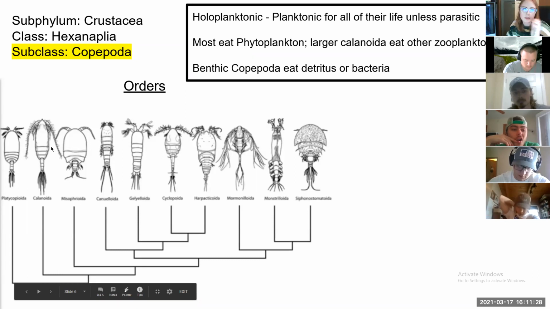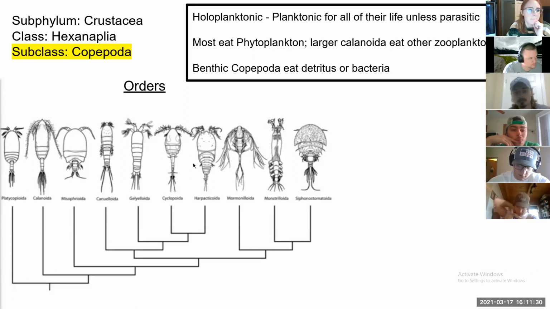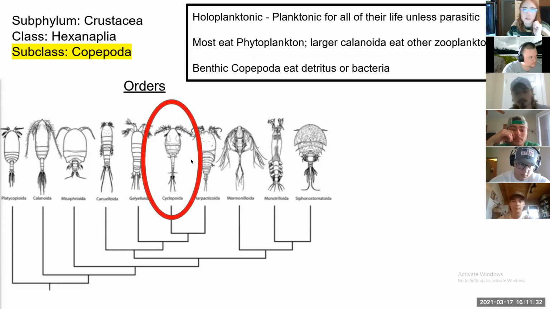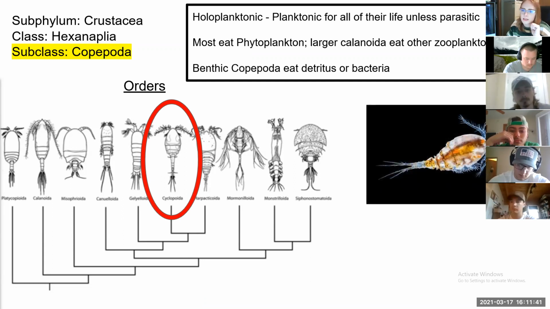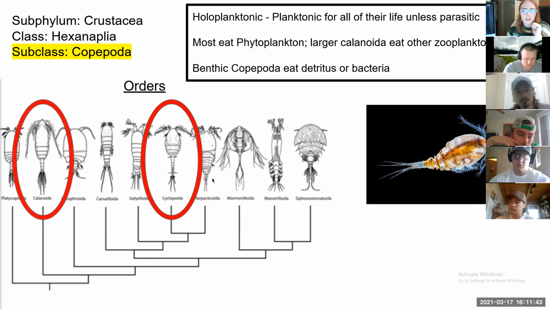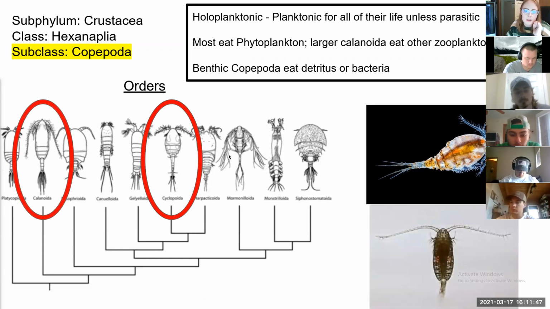So I want to go over the subclass Copepoda and just two orders that I see quite often in my samples. So Cyclopodia, and that's an image of it, kind of what it looks like in water, and then Calanodia. So Calanodia is really cool. They have these very long antennae, and so when I'm looking through a microscope, I can usually see the antenna before I see the zooplankton.